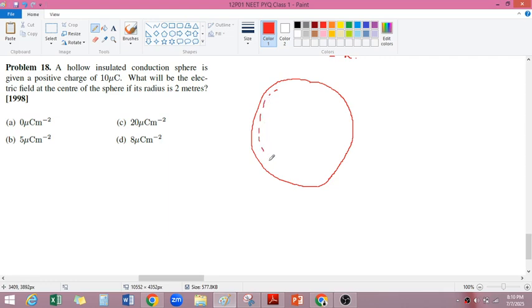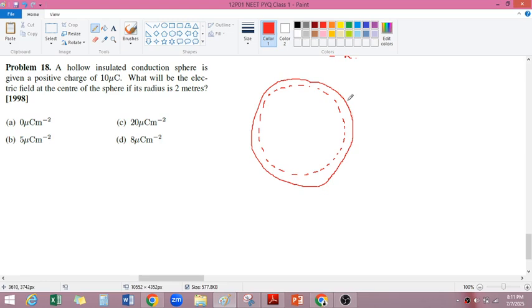Hollow means you have to show like this because it has got a thin wall and inside it is empty space. That's the meaning of hollow. So it's the opposite of solid sphere. It's not a solid, it's kind of empty here. So hollow insulated conduction sphere.